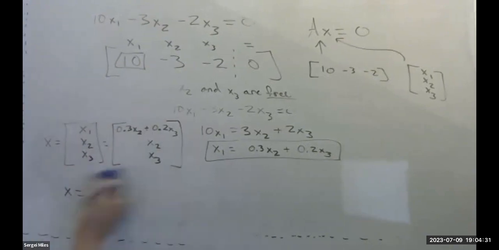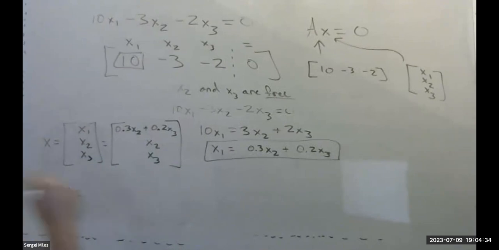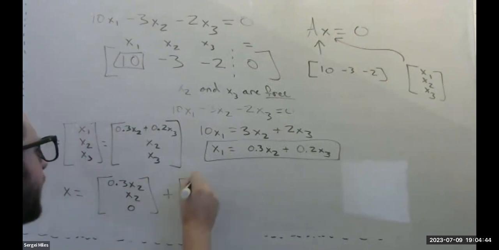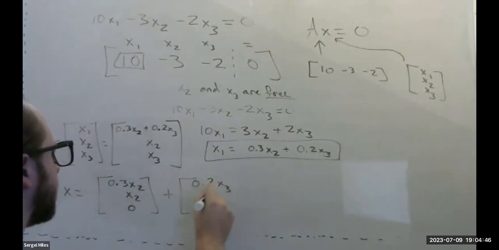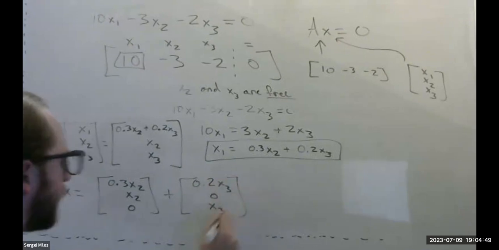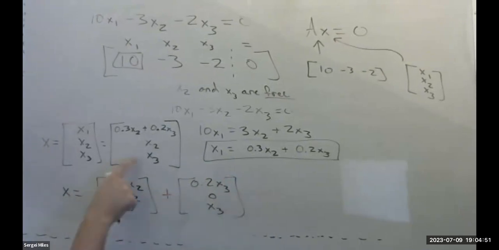In fact, let me show it this way instead. Let me show you all the steps. I can think of this as 2 vectors being added together, where I have a vector with x2s in them, and I have a vector with x3s in them, right? If I add these together, it's going to turn into this vector above, right? 0.3 x2 plus 0.2 x3 will give me the exact same entry I have up here. x2 plus 0 will give me x2. 0 plus x3 is x3.